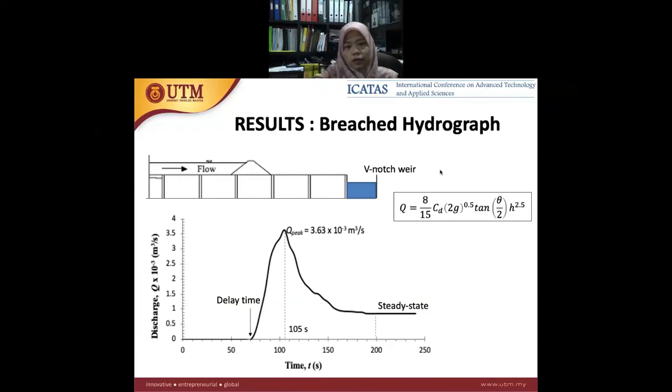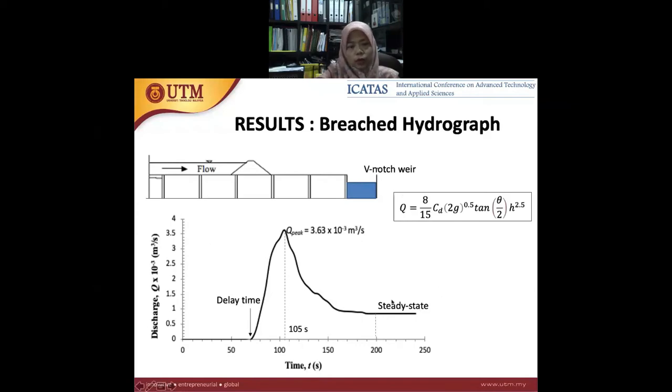This is the breach hydrograph that we obtained from the experiment. Here is the schematic diagram showing how the flow goes from upstream to downstream. We notice there is a distance after the breach. The flow passes through this distance and enters the second tank before it overflows to the notch near here. For the notch, we use this equation to calculate the breach discharge.